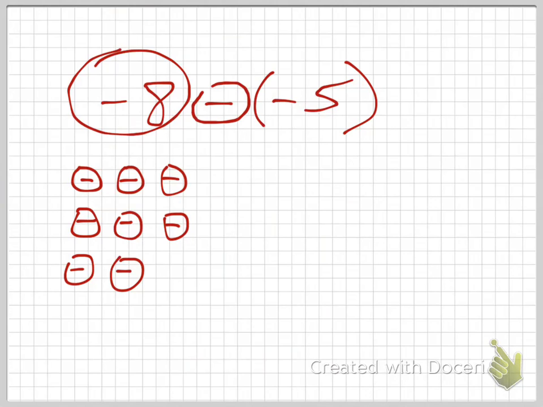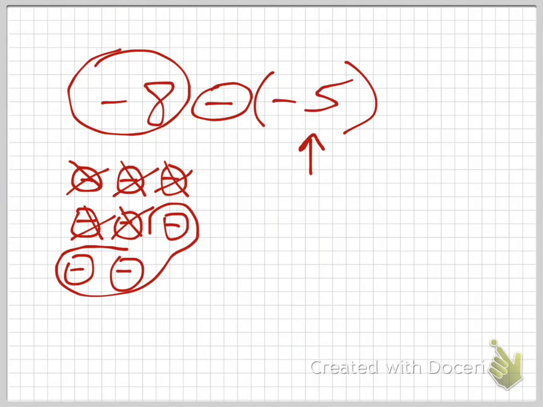What does that symbol mean? Minus, right? Or take away, right? If I have 8 negative poker chips out there and I take away, what am I taking away? 5 negative poker chips. Do you see what I'm talking about? I'm taking away 5 negative poker chips. If I take away 5 negative poker chips, what do I have left? 3 negative poker chips, which is negative 3.